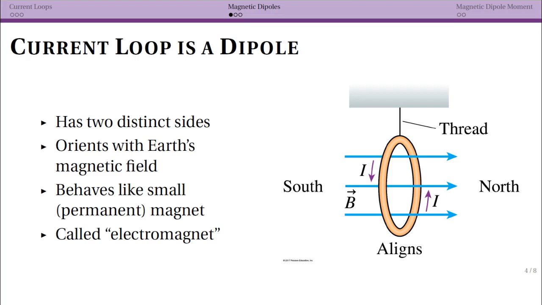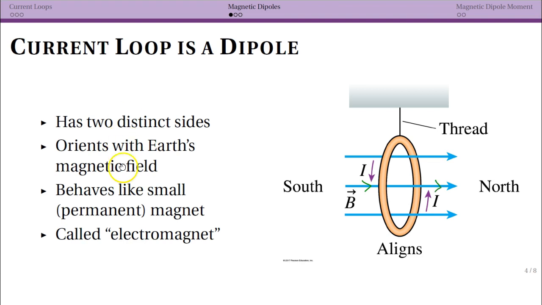So we've discussed what the magnetic field of a current loop looks like, but a current loop is actually going to be incredibly important. It isn't just what the magnetic field looks like, but how we can actually use and interpret this. So first to note is that there's two distinct sides. There's the side that the magnetic field is entering, and then there's the side that the magnetic field is leaving.